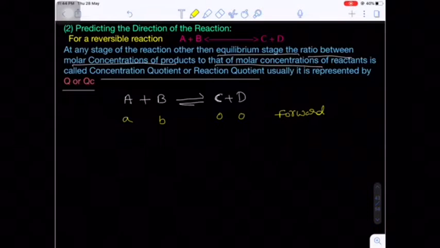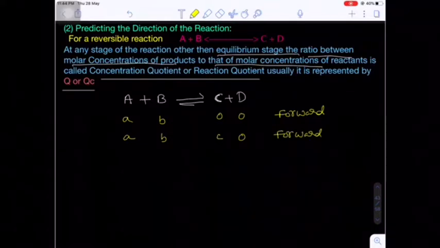Are you getting my point? Let's suppose two reactants and only one product are present. Let's suppose small c moles of capital C is there and the number of moles of D is 0. Still the reaction occurs in the forward direction only, because out of the two products only one product is present in the container. There is no other product, so the backward reaction is not possible. For the backward reaction to be possible, both the products must be present in the container.